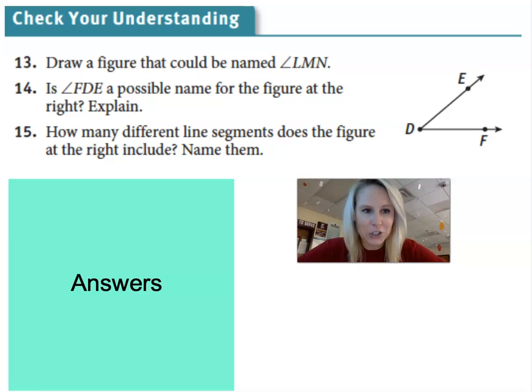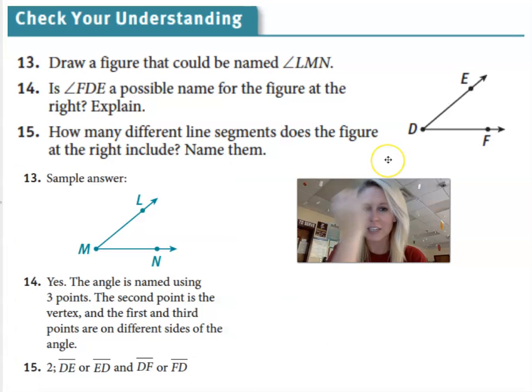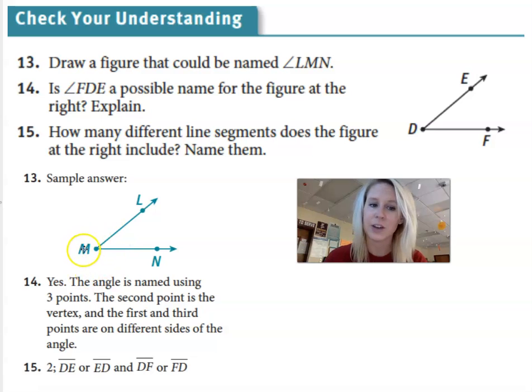I want you guys to try 13, 14, and 15, and that'll take us to the end of this lesson. So go ahead and press pause, and then we'll check over your answers. All right, so for 13, it just wanted you to draw a figure, an angle, and call it LMN. Here's my example. Maybe you drew an obtuse angle. Maybe you drew a straight angle. As long as you have M as your vertex, you're golden.